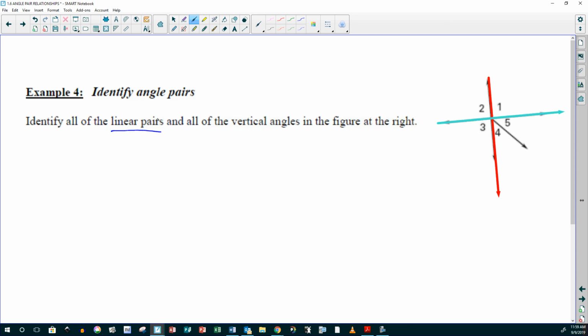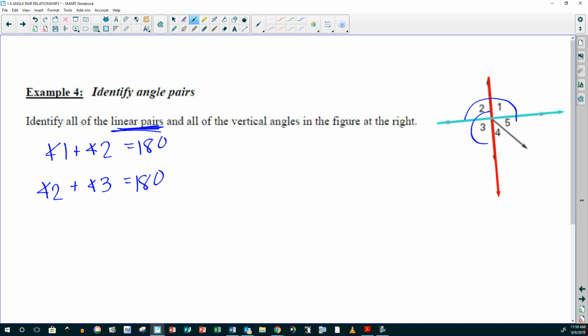So for linear pairs, I want two angles that make a line. For example, these two angles, 1 and 2, make a line. So angle 1 plus angle 2 equals 180 because they are a linear pair. Angle 2 and angle 3 are a linear pair. Now, I do know for a fact that if I add up those three, they make that blue line on the bottom. They're not a pair, but they are linear.